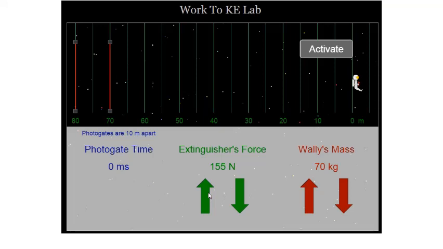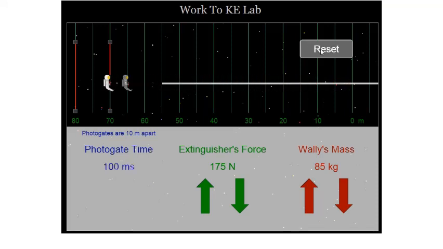You can change the force that his fire extinguisher can provide. You can change the mass of astronaut Wally. And when you do that and you hit the activate, again, remember that just like in the impulse skills test, it's going to be the fire extinguisher that provides the oomph, gets him moving. And you can shut it off whenever you want. The important thing is you do shut it off before he reaches the photo gate. We want to make sure that his fire extinguisher is not activated when he goes through the photo gate.